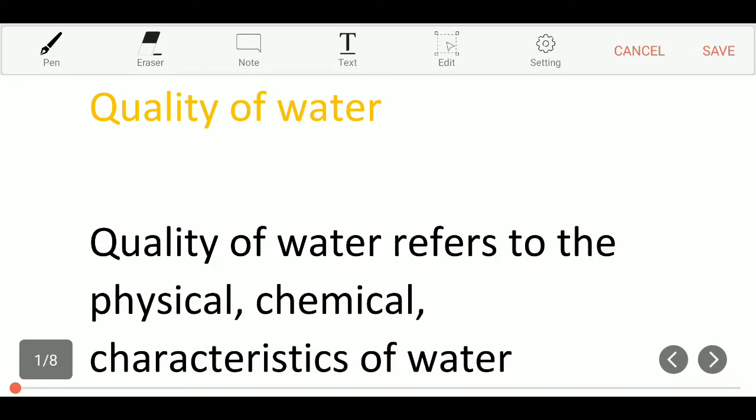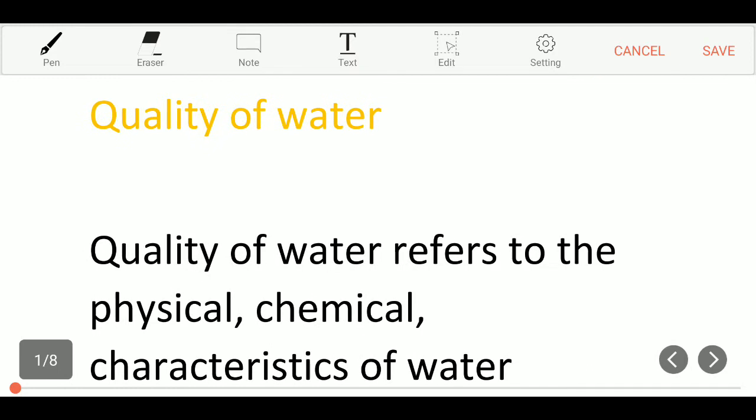Today we are going to discuss the quality of water. Quality of water refers to the physical and chemical characteristics of water as well as the biological characteristics of water. When water is taken from a source like rivers or ponds, we call it raw water. That raw water, before being sent to the water treatment plant, we have to check how many impurities are present in it, and based on these impurities, the treatment is given.